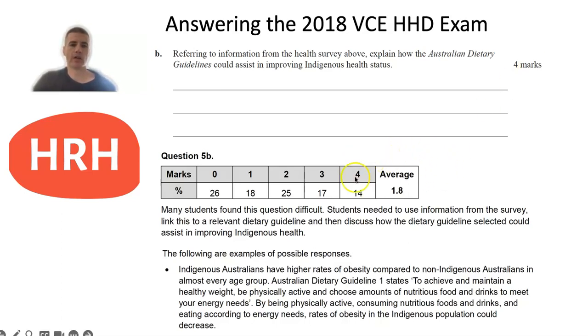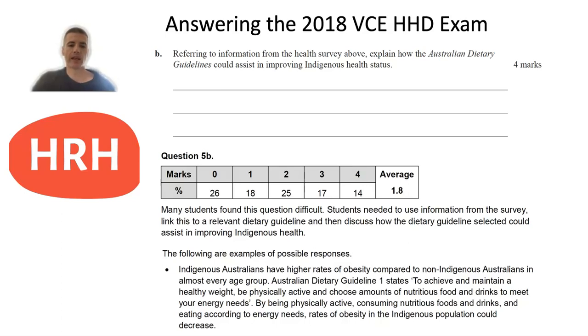Not many students were able to obtain full marks for this particular question, and the examiner's report mentions that many students found it difficult. They gave an example of a possible response. They mentioned that Indigenous Australians have higher rates of obesity compared to non-Indigenous Australians in almost every age group, which was from the survey. Then they mentioned Australian Dietary Guideline 1, to achieve and maintain a healthy weight, be physically active and choose amounts of nutritious foods and drinks to meet your energy needs.